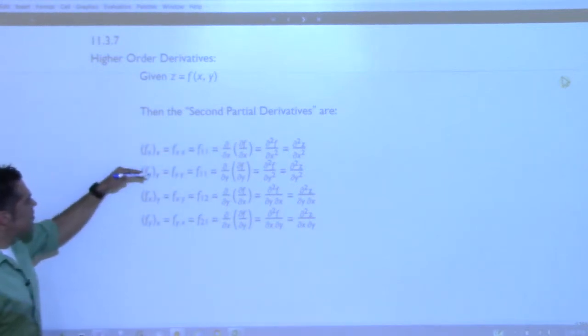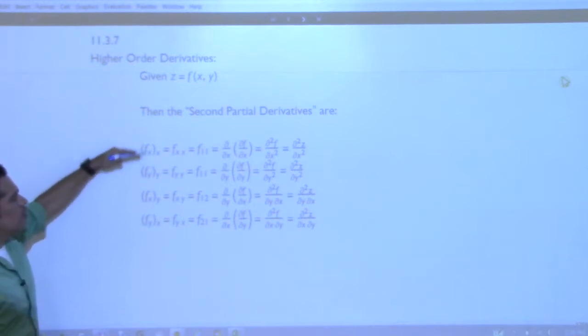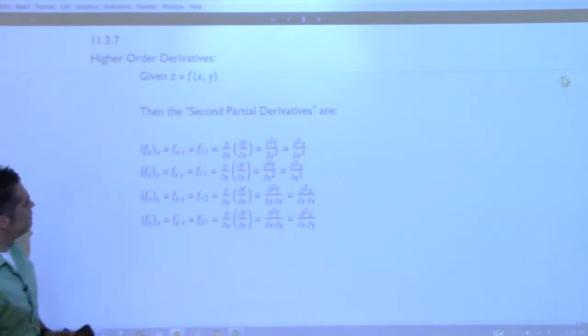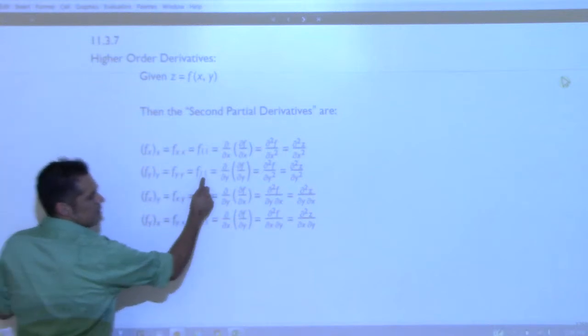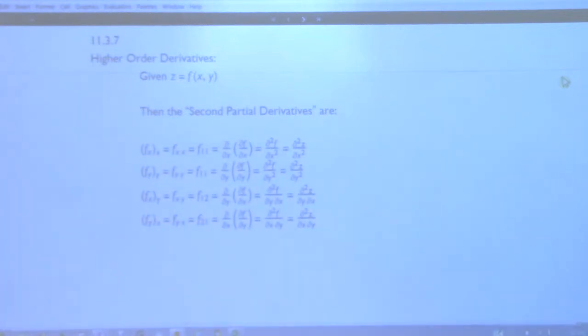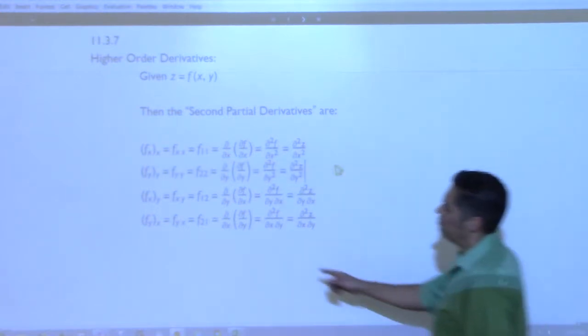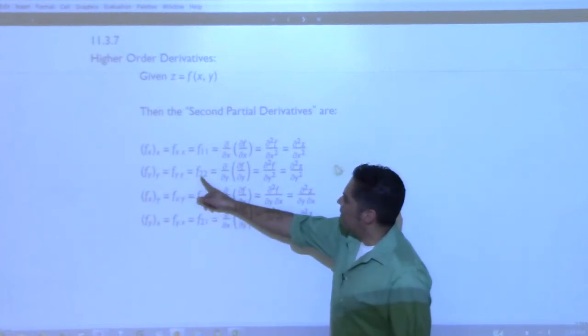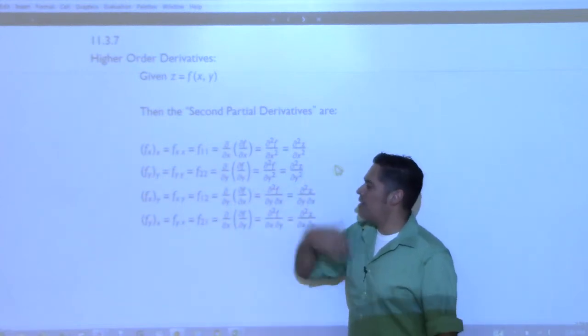So let's contrast. These first two are what you would expect. Oh, that's a typo, isn't it? Do y'all see that? That's a typo. It should be 2. I'm glad I looked at that. Okay, so f_22 or f_yy would mean take the partial with respect to y, then do it again.